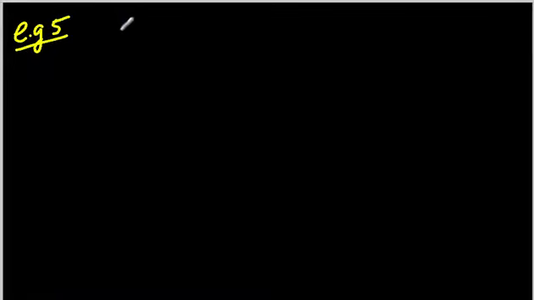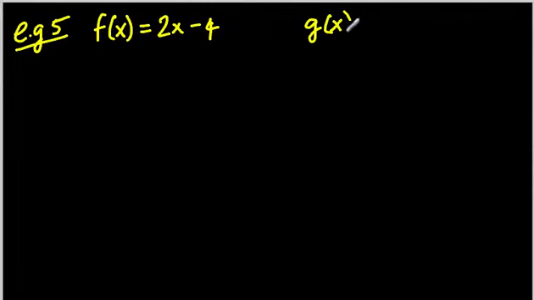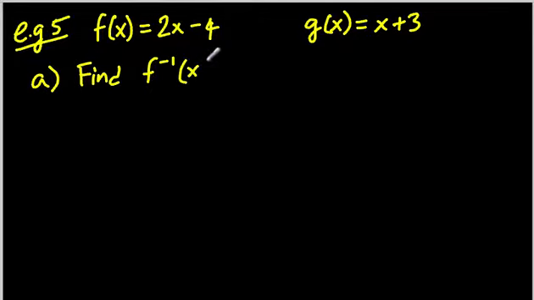And what I'm going to do this time, instead of just having one function, is have two functions. So I'm going to have, say, f of x, and that's going to be 2x minus 4. And then I'm going to have another function, which is g of x, and that's going to equal x plus 3. All right? So question A, and this is actually going to be a multi-part question. So we'll start with part A. Part A says, find f inverse of x.